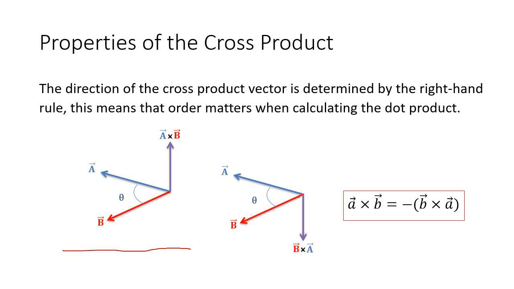And this gives us one of our first important properties: we can't do the cross product in either order. The order is absolutely going to matter when it comes to the cross product. So we lose one of the nice properties that we had with the dot product. But that's all right.